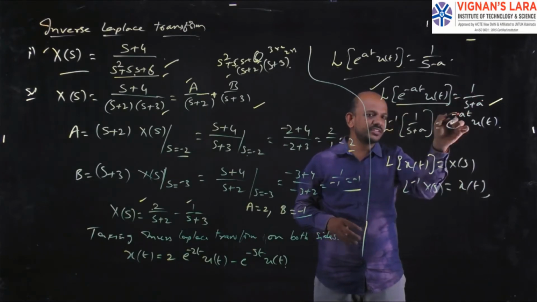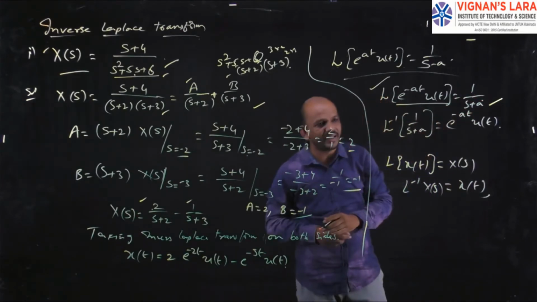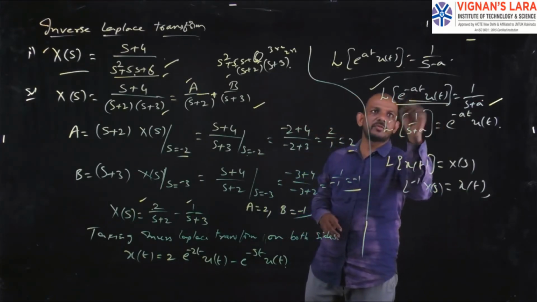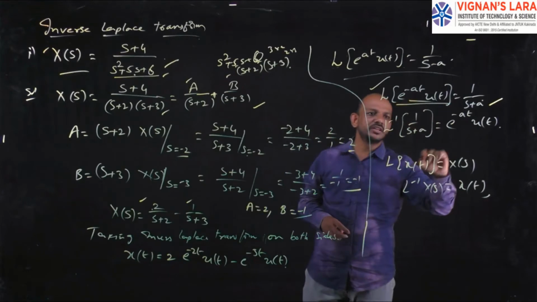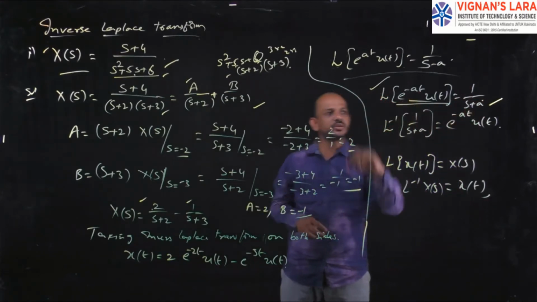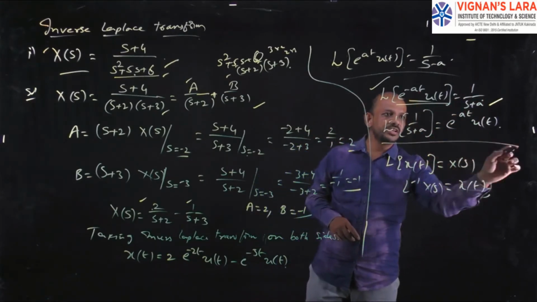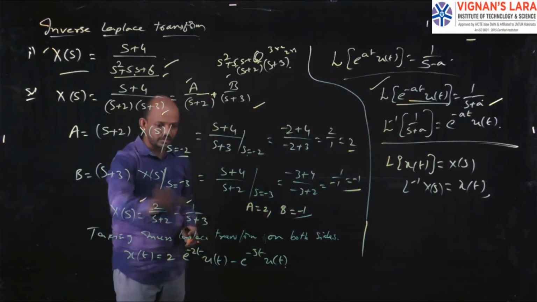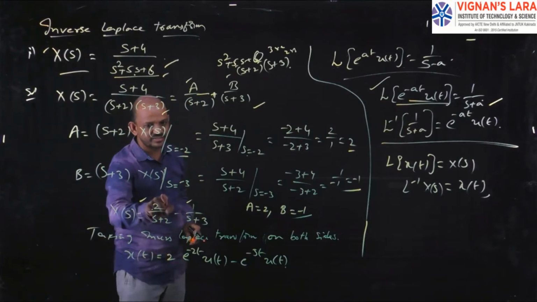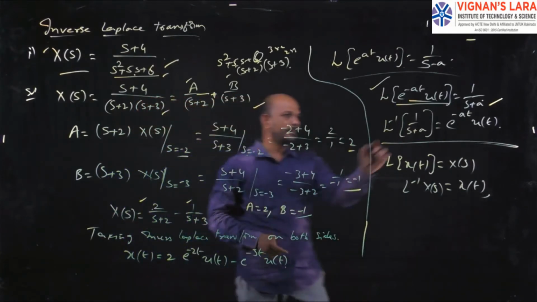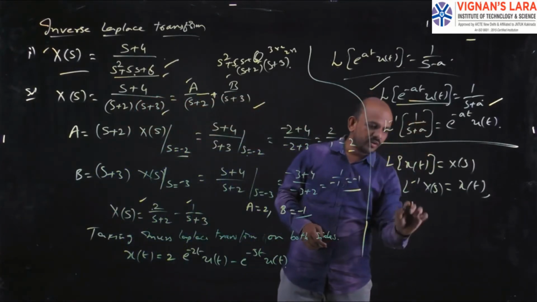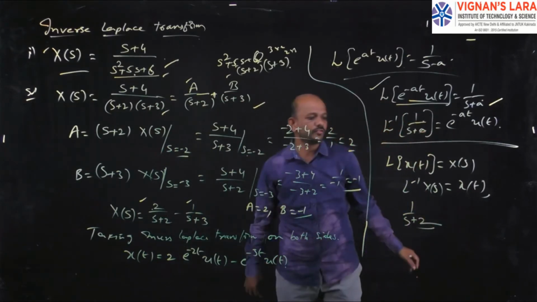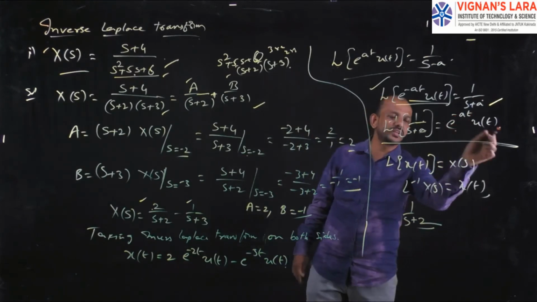So bring L to this side. The inverse Laplace transform of 1 by s plus a will be equal to this one. I know the Laplace transform of e power minus at into u of t equals 1 by s plus a, so the inverse Laplace transform of 1 by s plus a equals e power minus at into u of t. Use this formula here. First, 2 is a constant, bring it outside, so I have written 2 as is. Next, 1 by s plus 2. Here it is 1 by s plus a, so in place of a, I have 2. So the formula gives e power minus 2t into u of t.